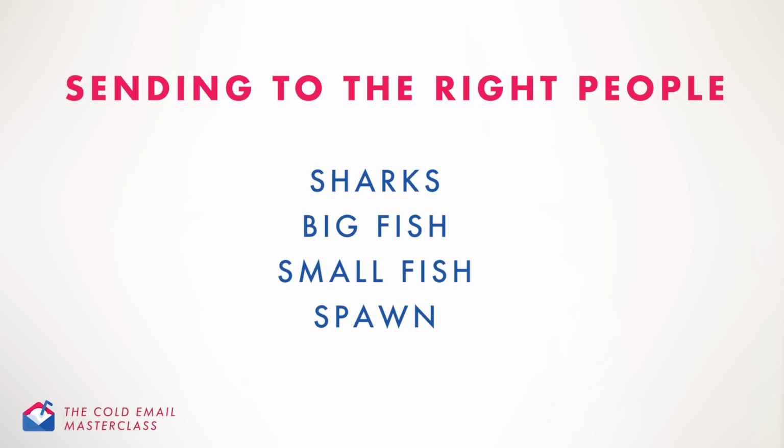So speaking of sending out to the right people, I look at life in 4 different buckets. There's sharks, big fish, small fish, and spawns. That sounds really bad, but spawns are just regular people. So let's talk about sharks. Sharks are big people with huge audiences and notable achievements. Think about Gary Vee, Malcolm Gladwell, Tim Ferriss, Bill Gates, guys or girls who have very, very big audiences and have done a lot in their career.